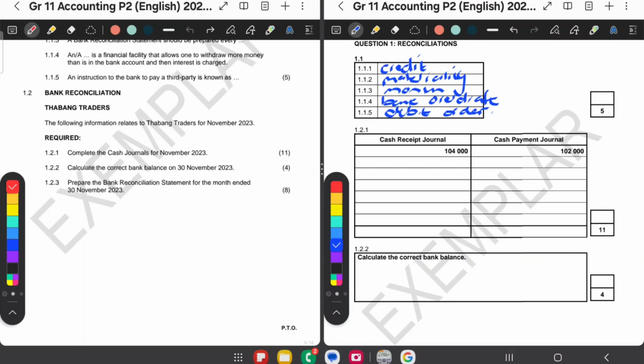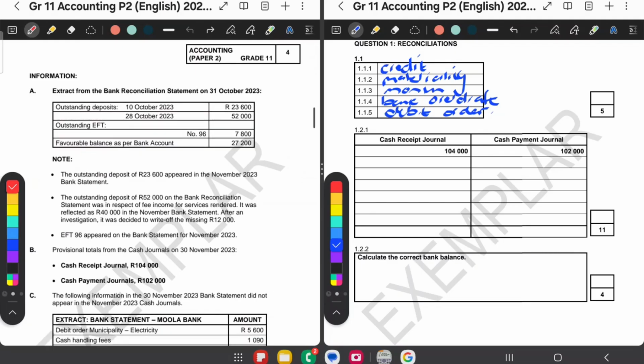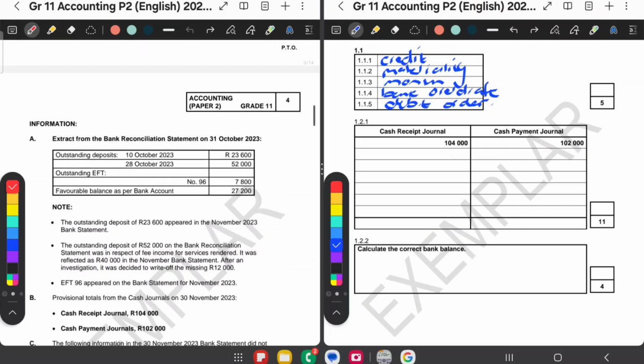Okay, next, we are going to do the bank reconciliation statement. We're going to update, number 1, the cash journals, so the CRJ and the CPJ. Then we're going to calculate the correct bank balance for November. And then we're going to prepare the bank reconciliation statement. Okay, so let's go on. Let's look at our information. So if you look at your answer book, here's the CRJ and here's the CPJ, and the provisional totals have been filled in for you. So you don't have to fill that in. You can just start with your adjustments.